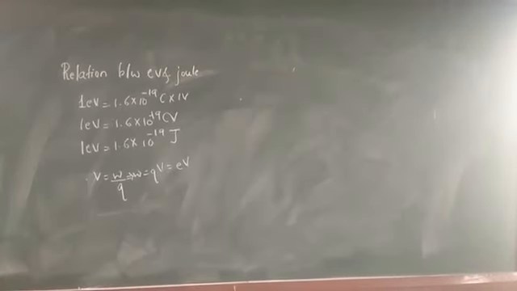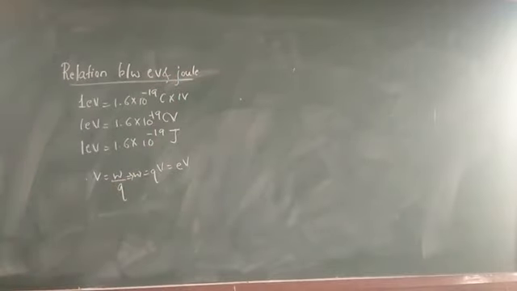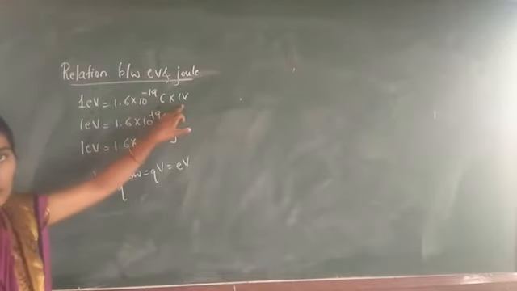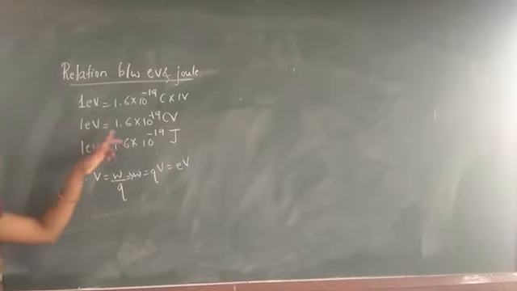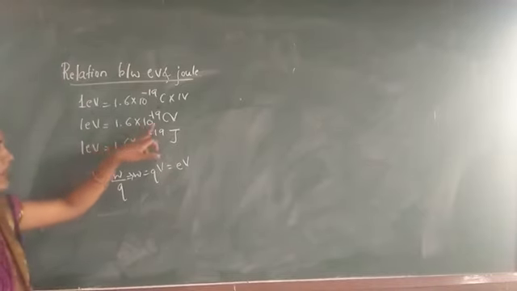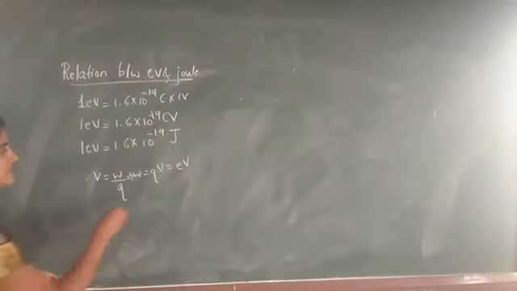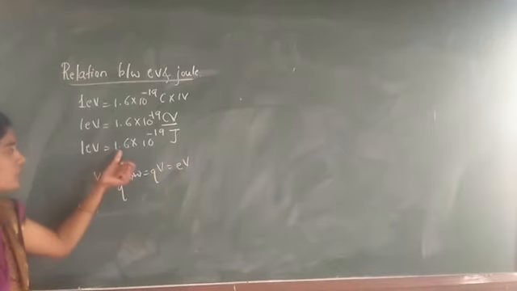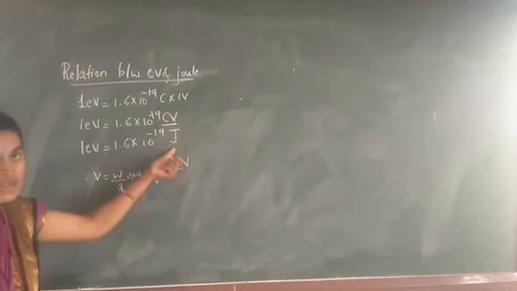The relation between the electron volt and the joule we have to study here. Let us consider 1 electron volt is equal to 1.6 into 10 raised to minus 19 coulomb into 1 volt, or 1 electron volt is equal to 1.6 into 10 raised to minus 19 coulomb volt, which is equal to joule.